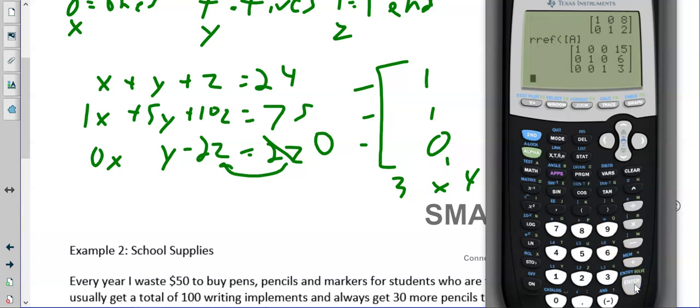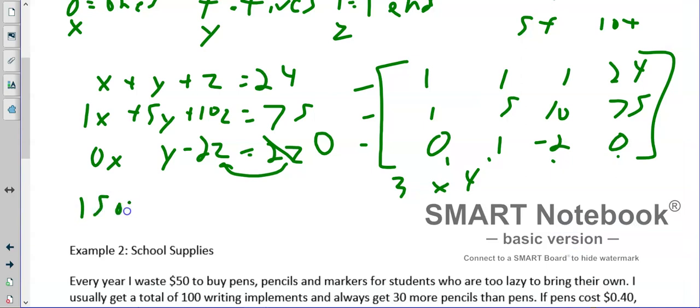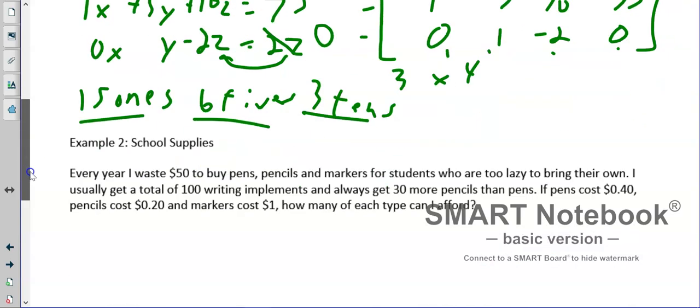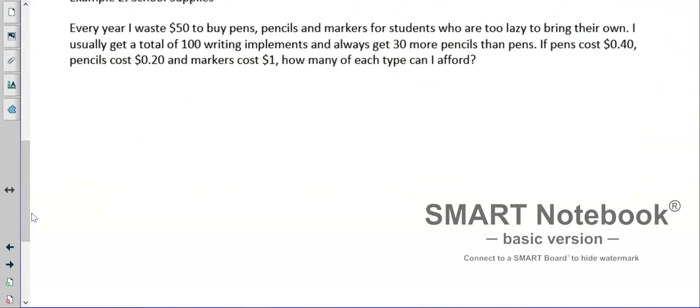And there we have it, 15, 6, and 3. So that means 15 ones, 6 fives, and 3 tens. And if you double check that, that's $30, $30, and $15. 60 plus 15 is 75. It works out. Next one, school supplies.